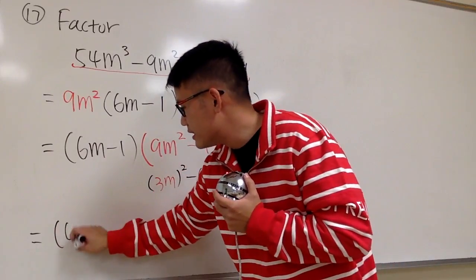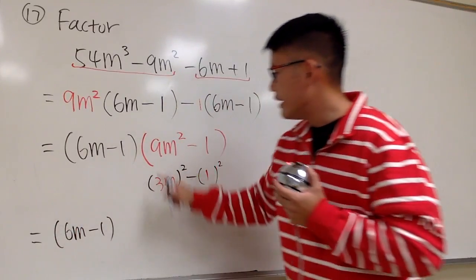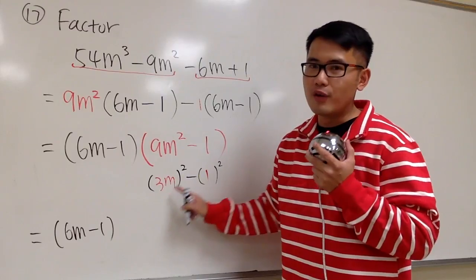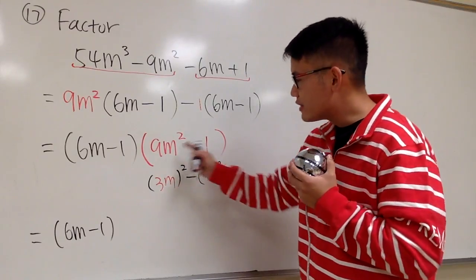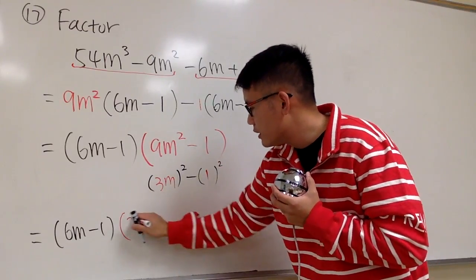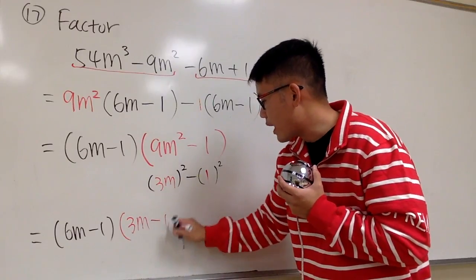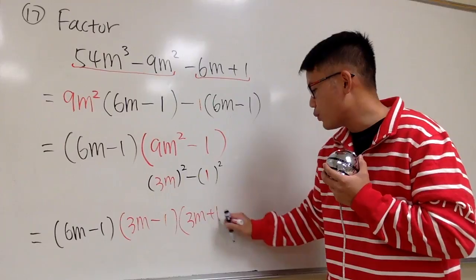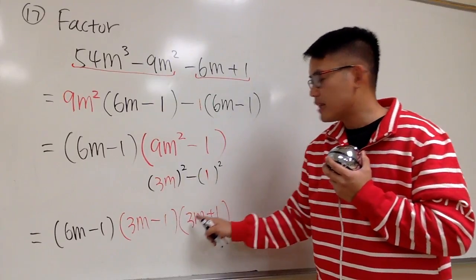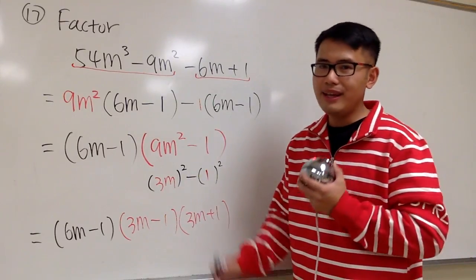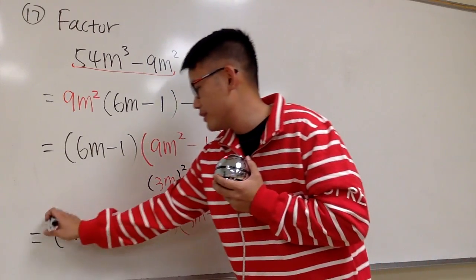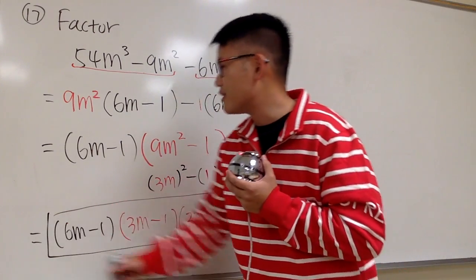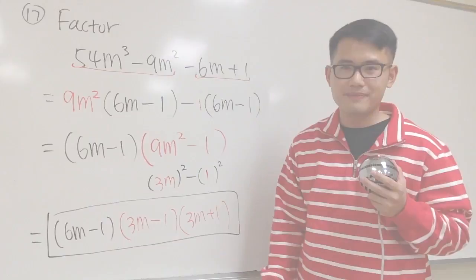This right here is 6m minus 1. And then for this right here, it's the difference of 2 squares. The answer for this right here is going to be 3m minus 1 times 3m plus 1. A minus b times a plus b, right? And this is the most that we can do. And this right here is the answer for number 17.